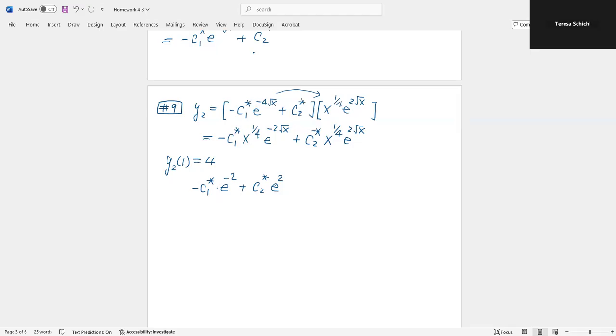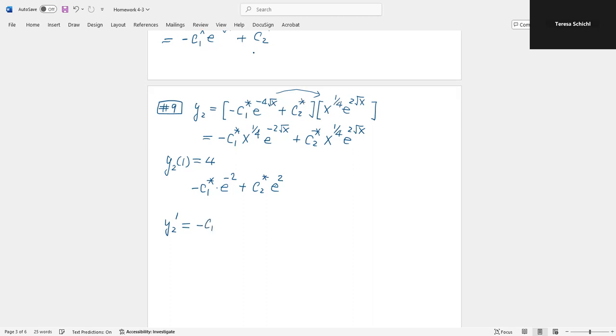Now let's take a look at Y2 prime. This is the first initial condition, right? This is my Y2, so now I need to do the Y2 prime. Let's be very careful about my product rule.